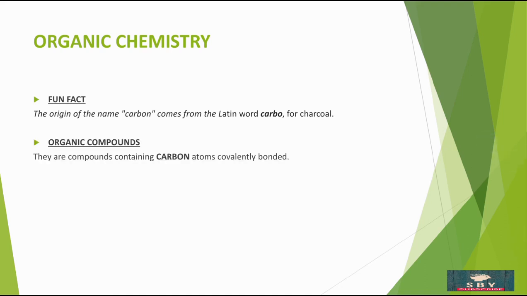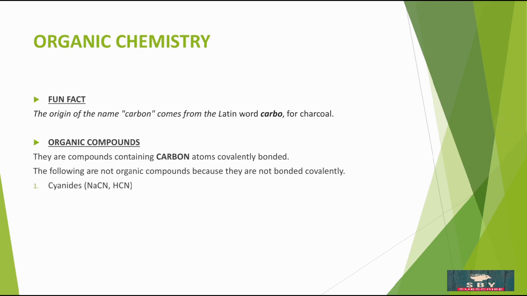So what is an organic compound? They are compounds containing carbon atoms which are covalently bonded. This means that there are certain compounds which are not covalently bonded but have carbon in them. These ones are not organic compounds. So let's look at compounds which contain carbon but are not covalently bonded, or they don't fall under organic chemistry.